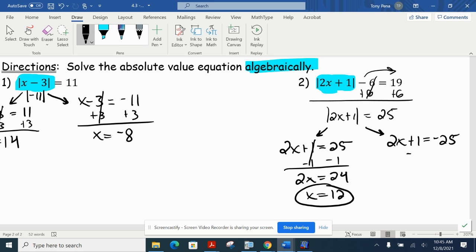If we do the same thing on the other side, subtract 1 from both sides, we would get a -26 on the right-hand side. If we divide that by 2, we get a -13.